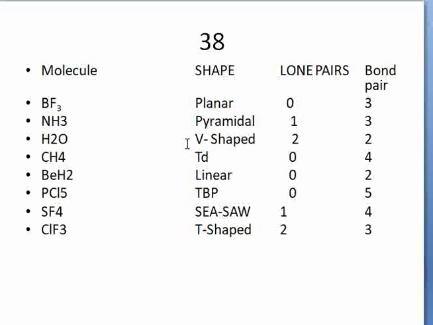We should also remember the shape and structure, and the hybridization too; you must definitely know the hybridization. Please study that; maybe I will give you that in the next session. CH4 has a tetrahedral shape, 0 lone pairs and 4 bond pairs. BeH2 is linear, lone pair 0, bond pair 2.